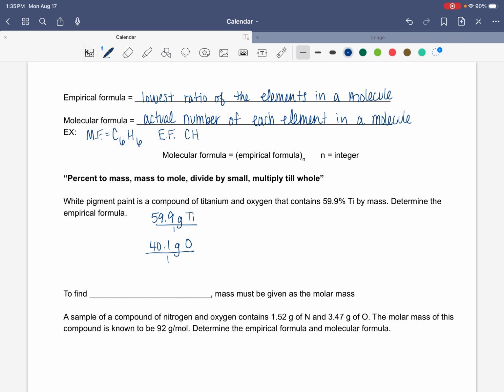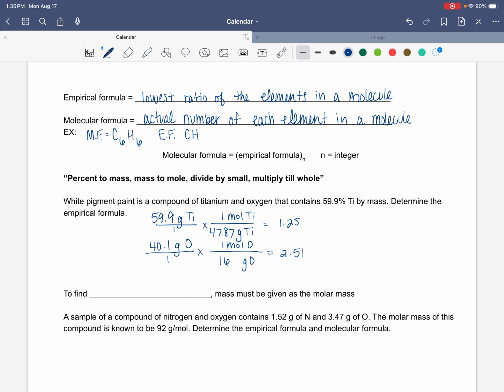The next is mass to moles. Since I'm starting with grams of titanium, that needs to drop to the bottom so that they cancel. I'm going to moles of titanium using the molar mass of titanium off the periodic table, which is 47.87. And same thing for oxygen. I started with grams of oxygen, so it needs to drop to the bottom. We're going to moles of oxygen, using the molar mass off the periodic table, which is 16. If I solve for this, I will have converted mass to moles. So for titanium, I get 1.25 moles. For oxygen, I get 2.51.